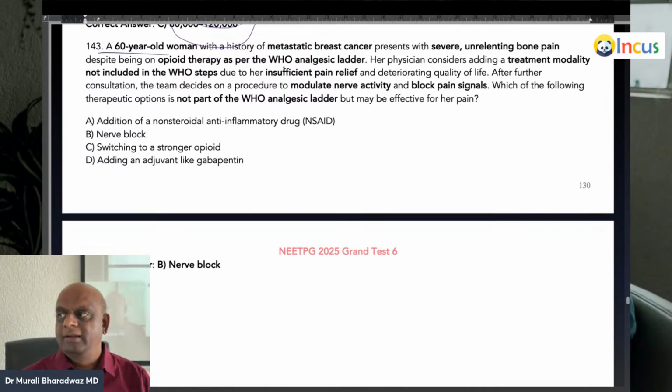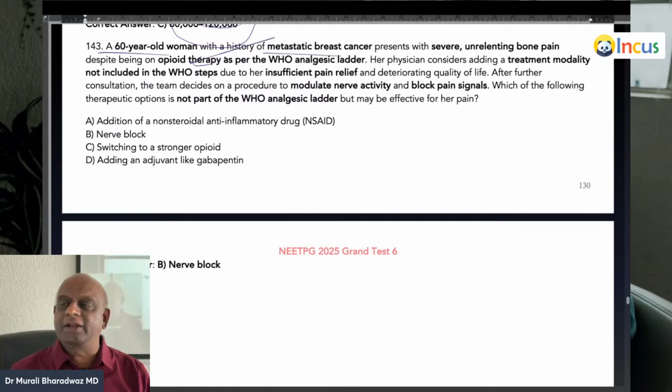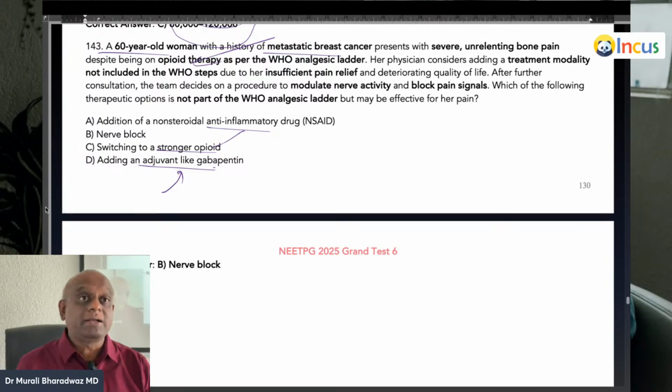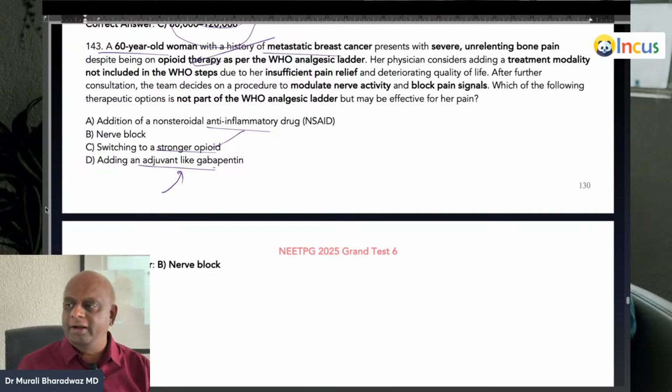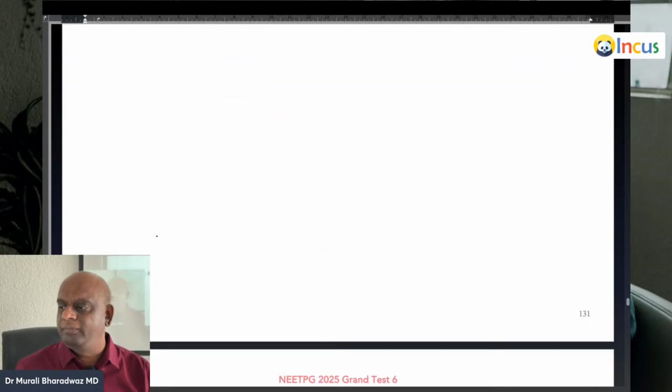60-year-old woman has metastatic breast carcinoma. Under WHO, what are different things? You can use NSAIDs, go to stronger opioid, use an adjuvant like gabapentin. But nerve block is not part of the pain management protocol of the WHO.